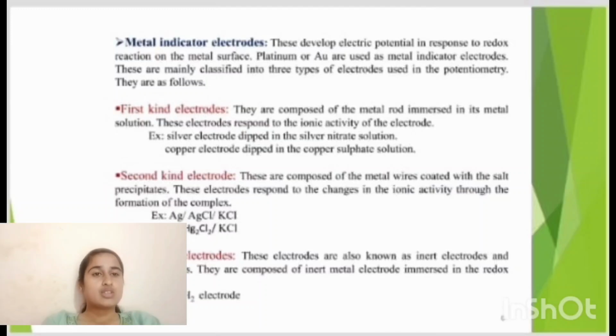Second kind of electrode: these are composed of metal wires coated with a salt precipitate. These electrodes respond to the change in the ionic activity through the formation of complexes. Examples: silver chloride, potassium chloride; mercury and mercurous chloride, potassium chloride. Third kind of electrode: these electrodes are also known as the inert electrode and redox electrode. These are composed of an inert metal electrode immersed in a redox solution. For example, platinum hydrogen electrode.